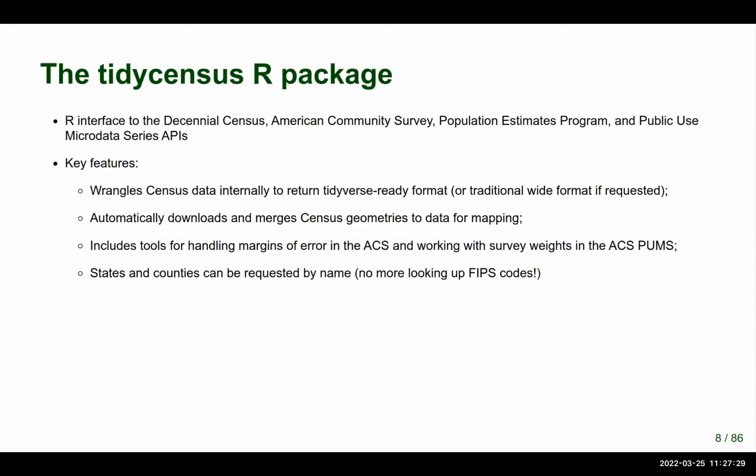Additionally, for geospatial analysts, you can automatically merge census geometries to data for mapping. We spent the entire workshop covering this last week, but we are going to touch on it again briefly here to discuss how to work with spatial data in the ACS. It also has a few other features to make it easier to work with microdata, to work with margins of error. And one of my favorite features, one of my main motivations for writing it, I could never remember zip codes for locations that I wanted. You can just type in the state or county names instead.